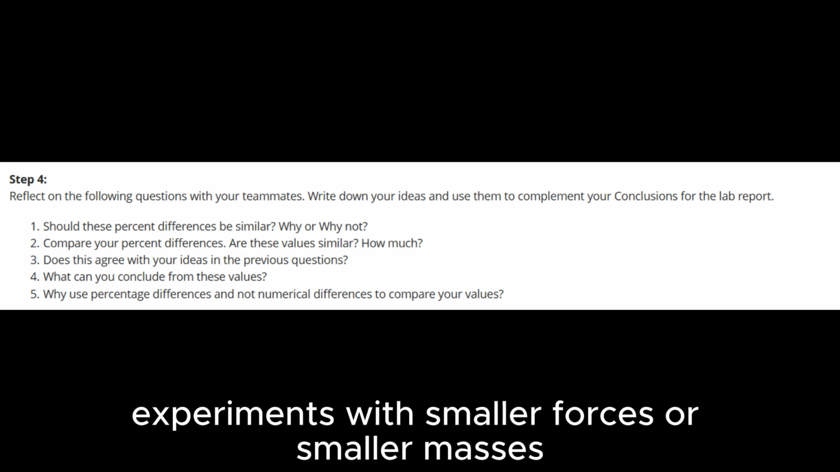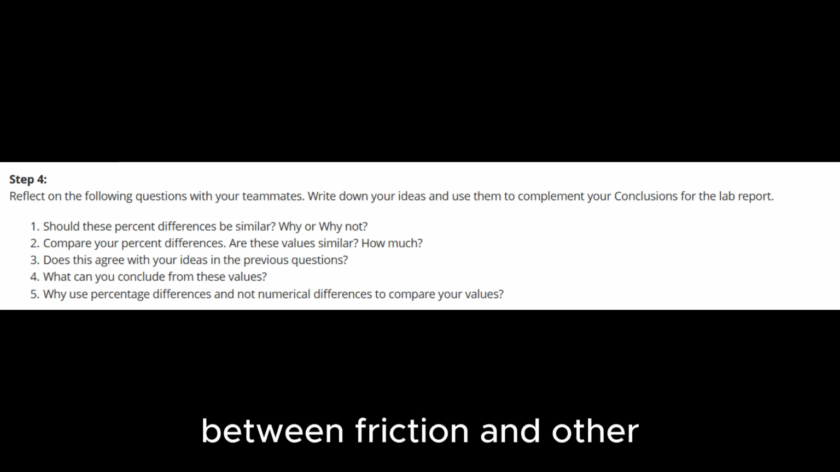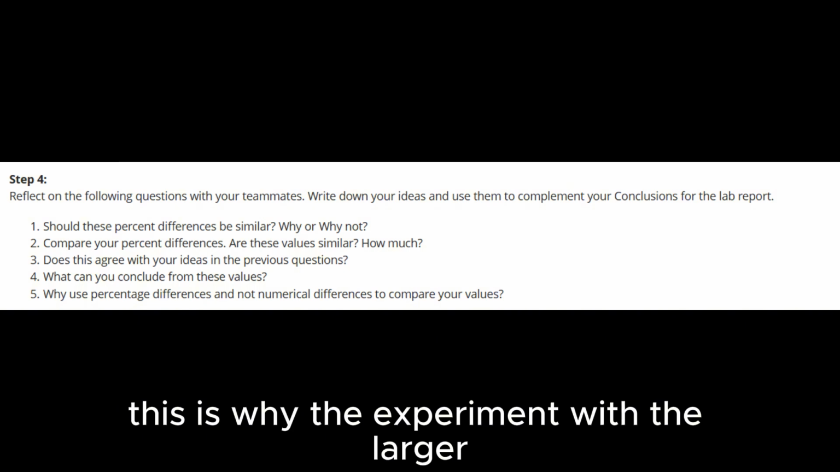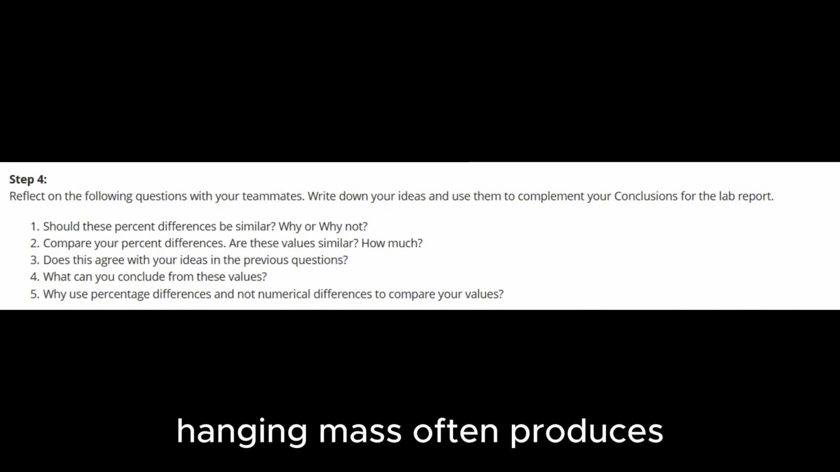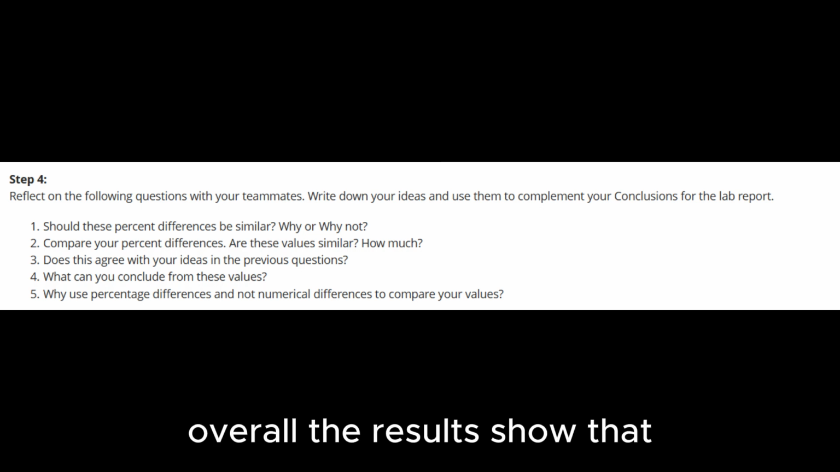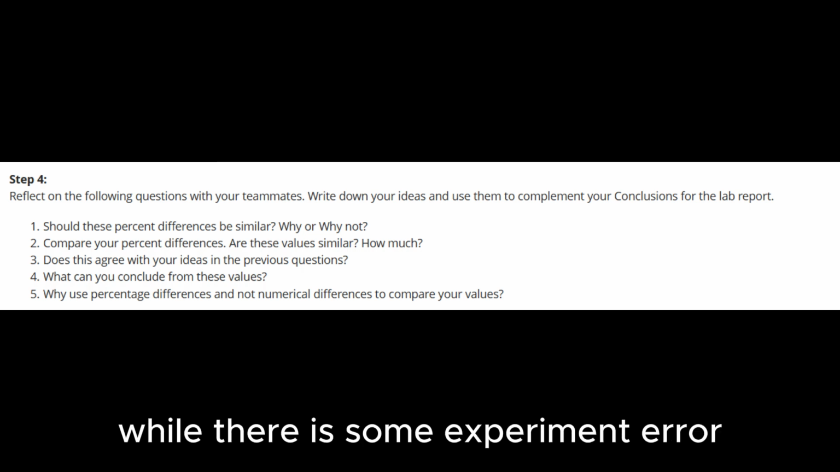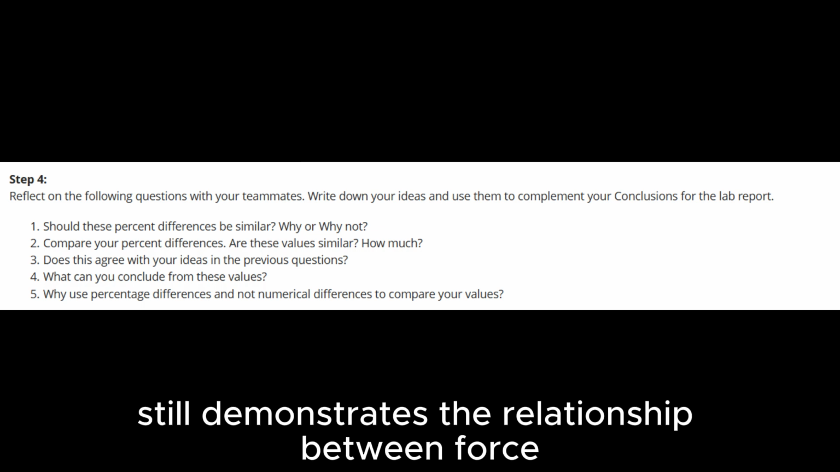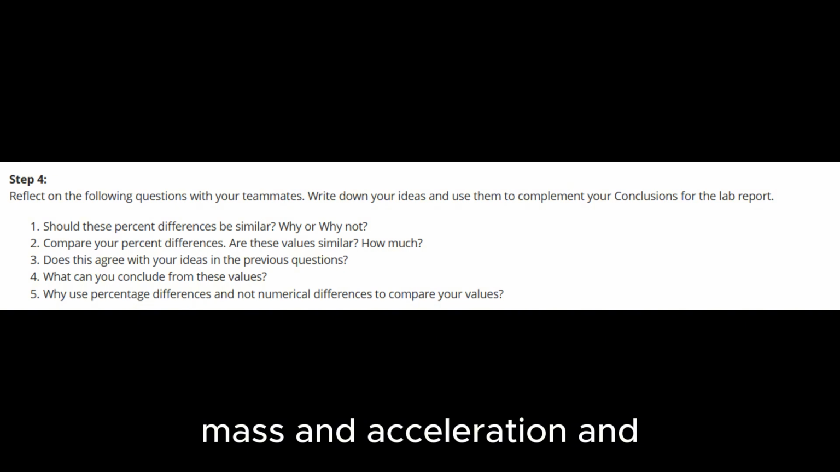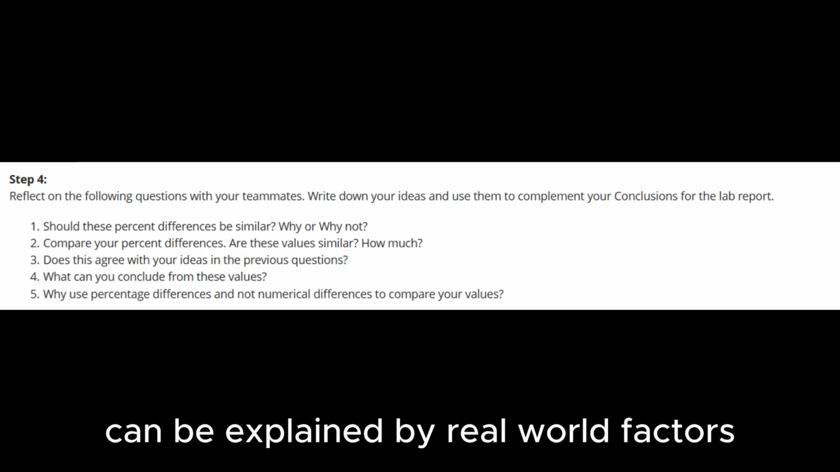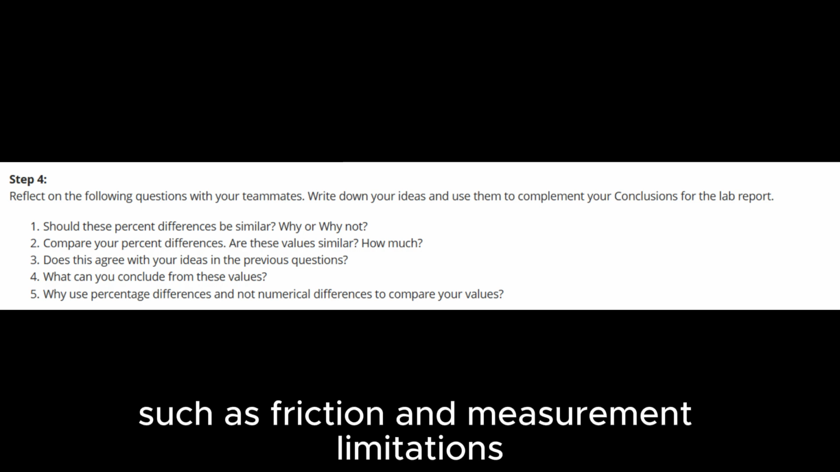In many cases, experiments with smaller forces or smaller masses tend to show larger percent differences, because friction and other small forces have a bigger effect on the motion. This is why the experiment with the larger hanging mass often produces results that are closer to the theoretical value. Overall, the results showed that while there is some experimental error, the experiment still demonstrates the relationship between force, mass, and acceleration, and the differences observed can be explained by real-world factors such as friction and measurement limitations.